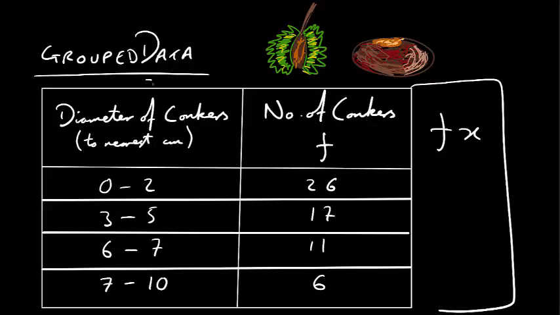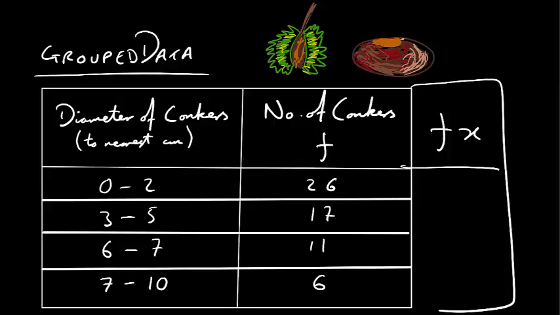Remember that the number of conkers is the frequency. This is x, but it's not quite at the moment because I've got a range. I just want a single value. If I try and multiply f times x, if I try and multiply 26 by... well, what do I multiply it by? I could multiply it by 0, by 1, by 0.5, by 2. I have to find a value which I'm going to multiply it by.